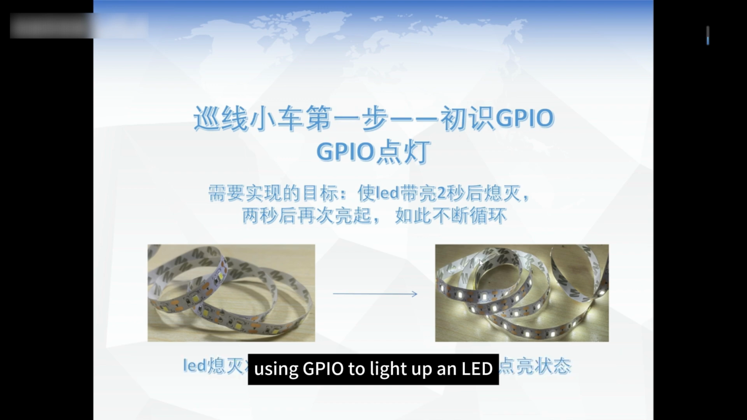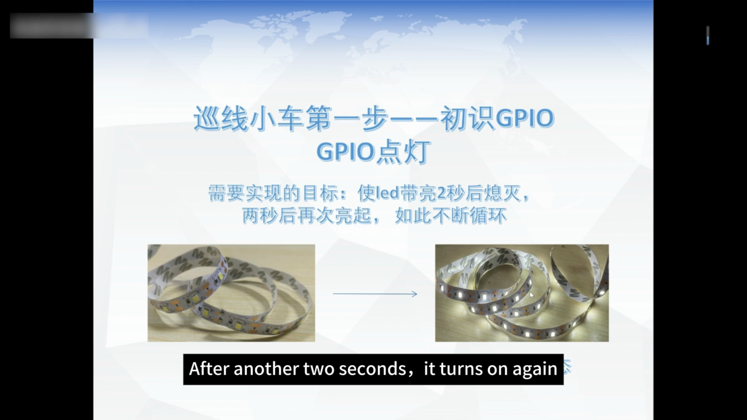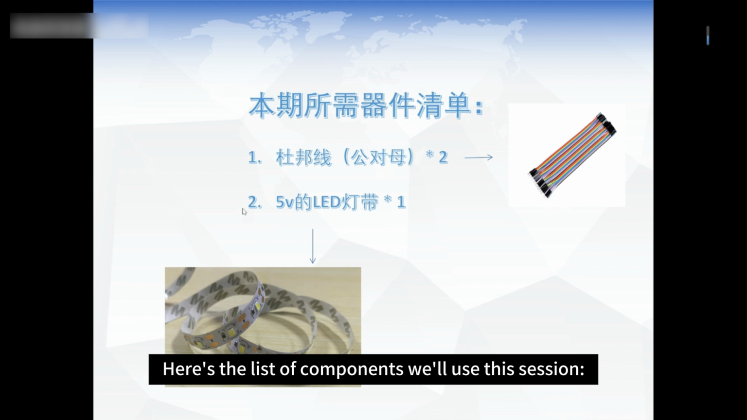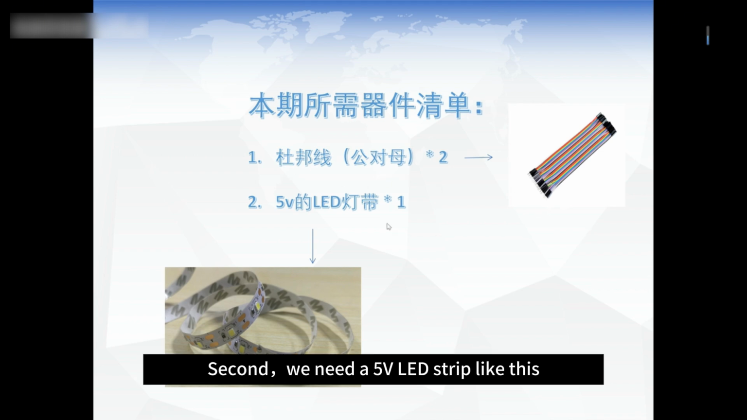Using GPIO to light up an LED, our goal is to make the LED strip light up for 2 seconds, then turn off. After another 2 seconds, it turns on again. This cycle repeats continuously. Here's the list of components we'll use this session. First, we need 2 male-to-female DuPont cables. Second, we need a 5V LED strip like this.